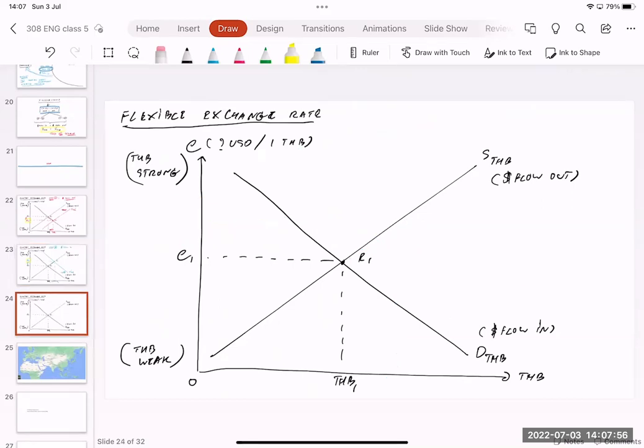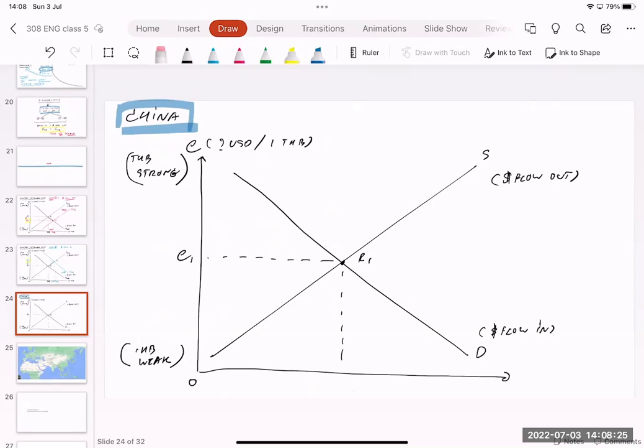Next, we're going to talk about a special case. This one is the case of China. Let me change for the case of China. I'm going to change from baht into Chinese yuan. Let me change everything here.